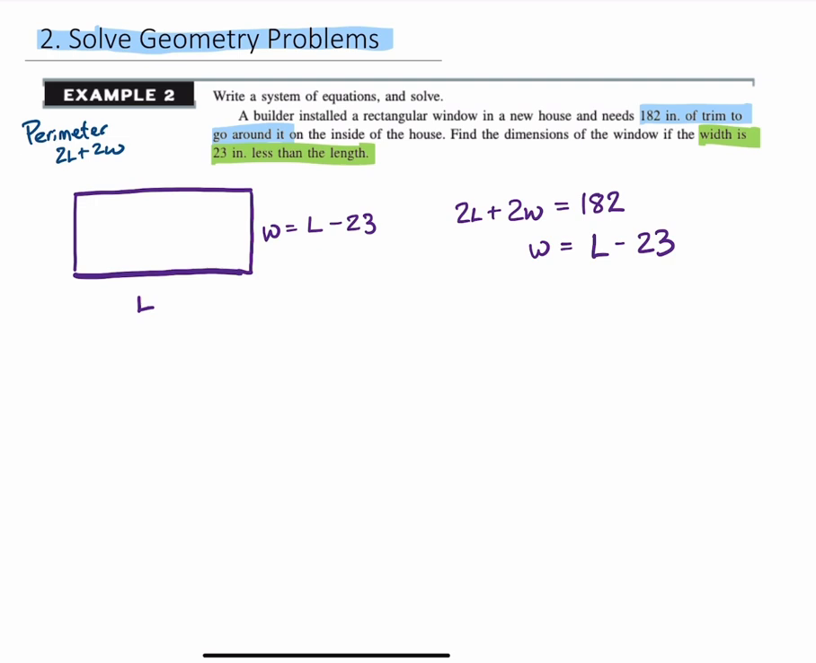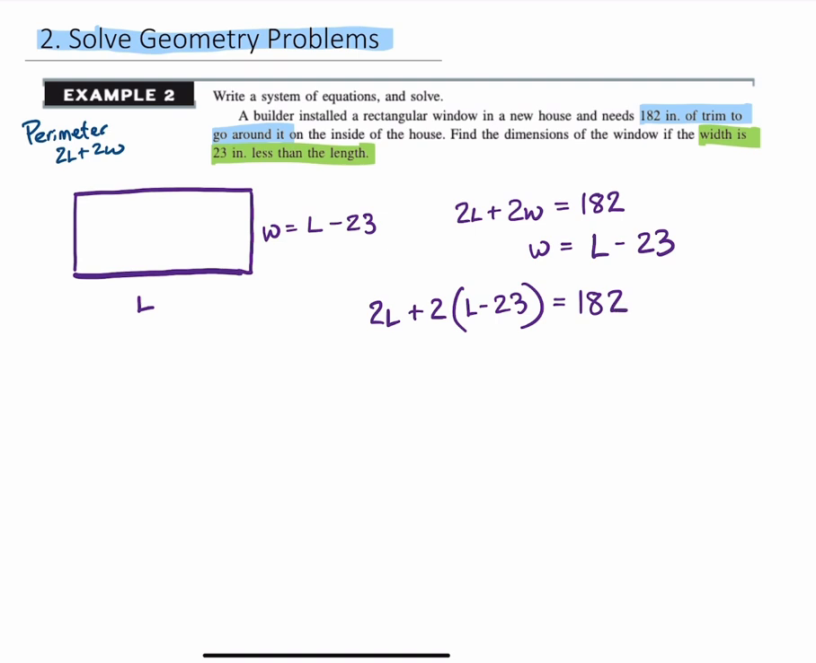So now we have a system of two equations with two variables, and let's solve the system. Just like last time, we have one that's already solved for a variable, so I'm going to use substitution here. In the first equation, let's substitute for W. I'll use some parentheses, and I'm going to plug in L minus 23. And this will equal 182.